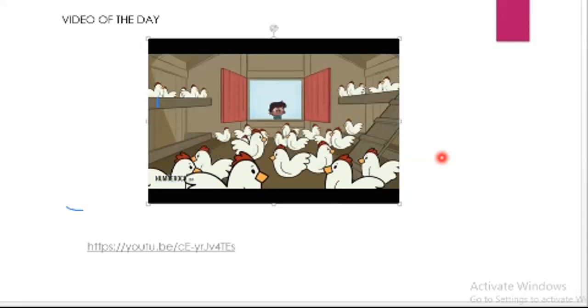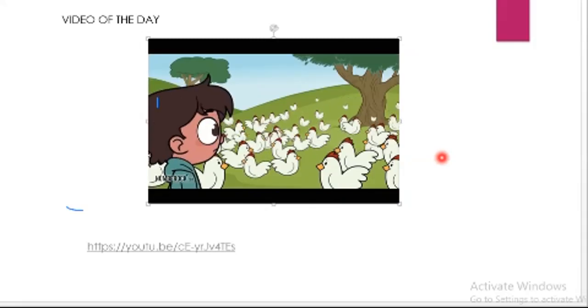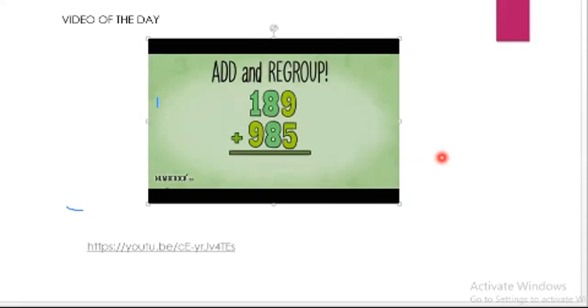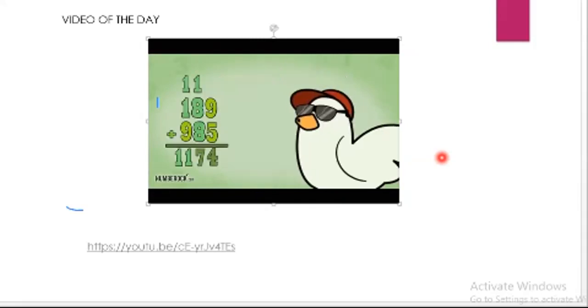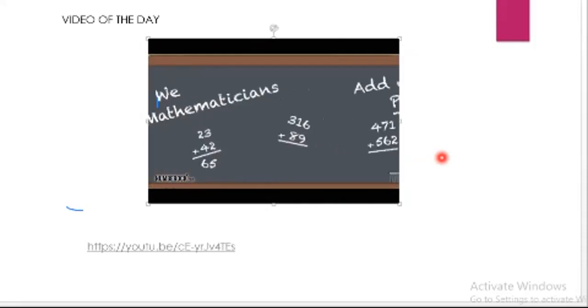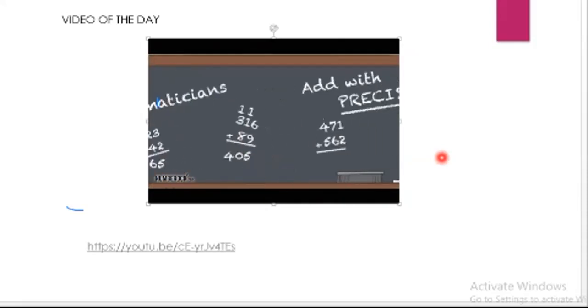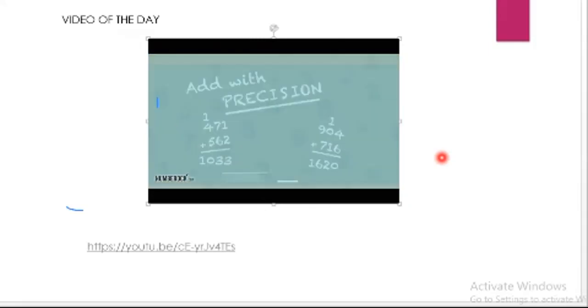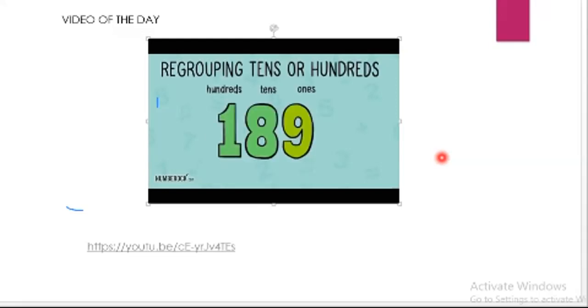189 hens are inside and 985 hens are outside. To find out how many hens are in the coop, we gotta know how to add and regroup. 9 and 5's 14, write the 4, the 10 carries. 1 plus 8 is 9, plus 8 is 17. Keep the 7, the hundred regroup. 2 plus 9 is 11, cock-a-doodle-doo. We mathematicians add with precision.